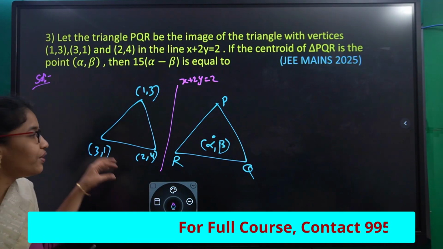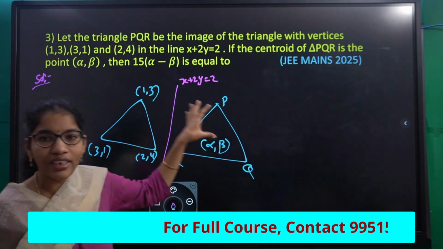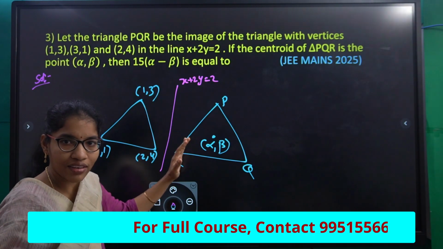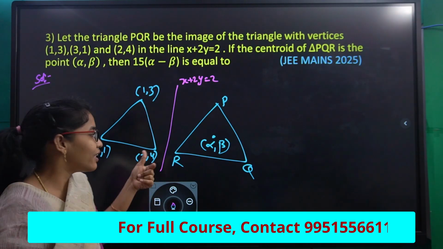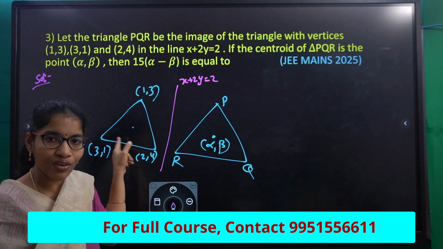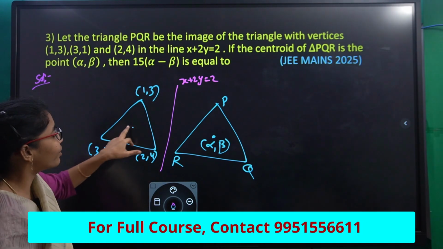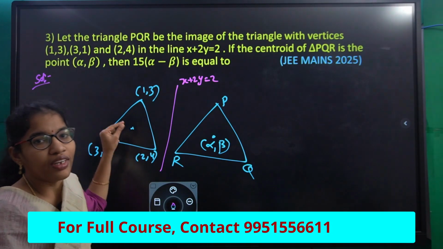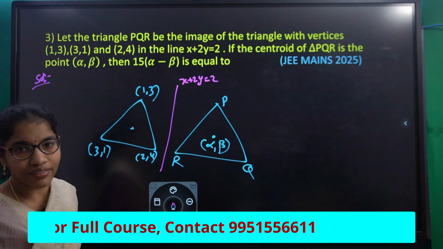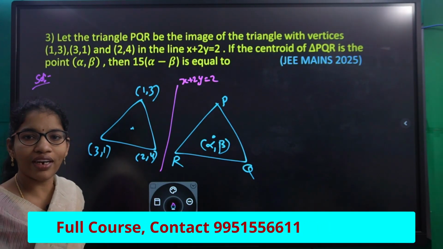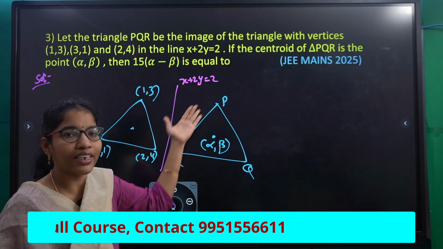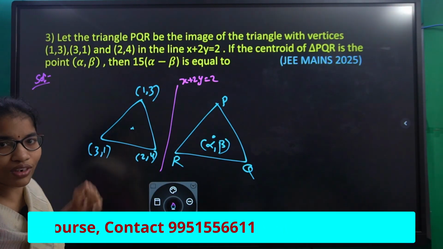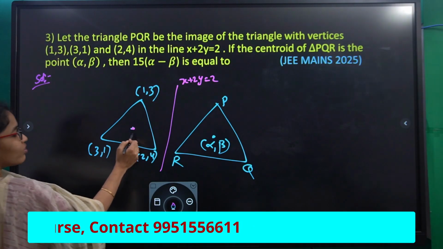So here there is no need to find all the coordinates of the images of these vertices along this line. When you take the centroid of this triangle, the centroid of the other triangle is also the image in this line. Clear? So instead of finding the vertices of the given triangle PQR, you have to find the centroid of this triangle.